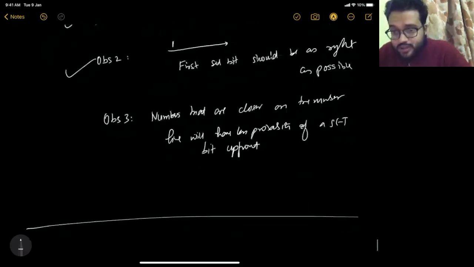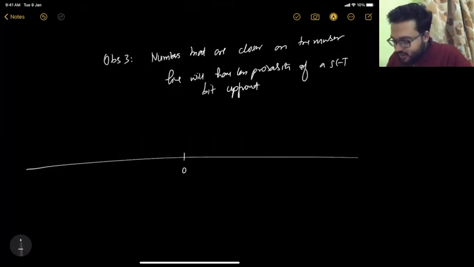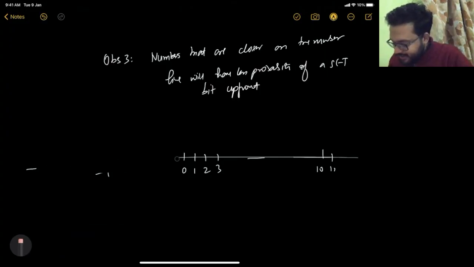Do you appreciate that your numbers will start with 0, 0, 0, 0? As you move one number ahead, your most significant bit does not change. How many of you appreciate this? As you move on, the numbers only start changing from the right.